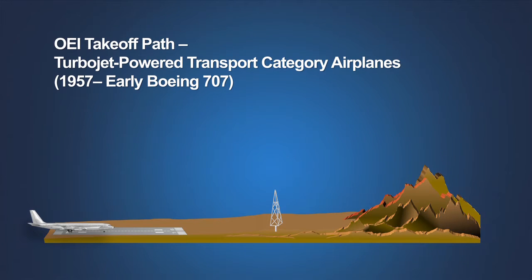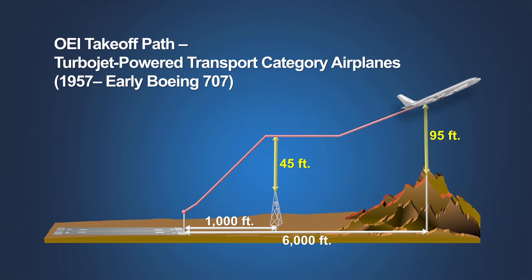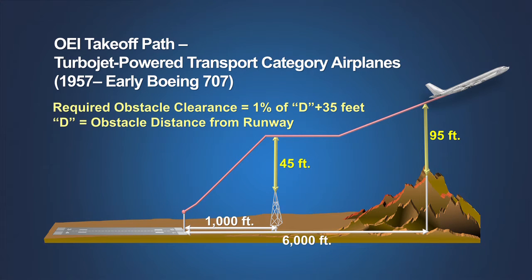To provide adequate obstacle clearance for the new turbojet airplanes, the Air Carrier Operating Rules introduced for these new airplanes in 1957 provided an increasing margin of obstacle clearance as the airplane traveled further from the end of the runway. To provide this margin, these new rules required that the takeoff path clear any obstacle by 1% of the obstacle's distance from the end of the runway plus 35 feet until the airplane was 1,000 feet above the runway. These rules proved cumbersome for operators to use and were quickly modified. As a result, they were applied only to early Boeing 707s.